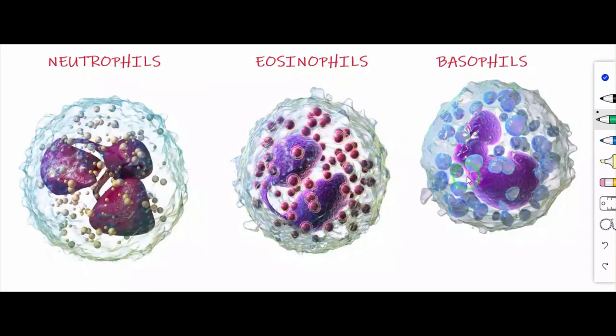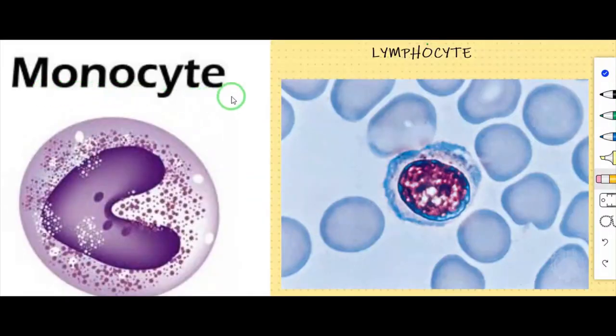This is a basophil. These basophils have a lobed nucleus, a single lobe, only one lobe. They form 0.5 to 1% of the total leukocytes. These basophils release chemicals during the process of inflammation. So these are the three types: neutrophils, eosinophils and basophils.